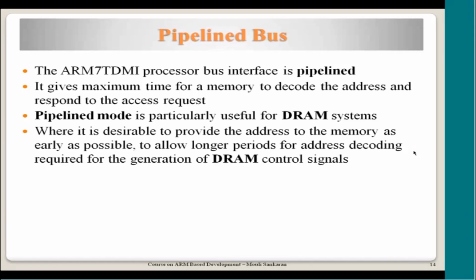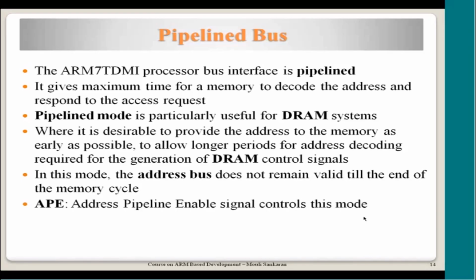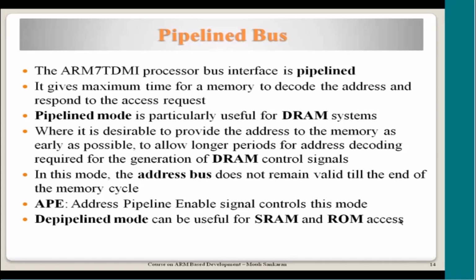So this is what is address expressed in this, and then in this mode address does not remain valid till the end of the memory cycle. So there needs to be an agreement between the memory and the processor on the signal details, and then accordingly the address and data bits will be read by the processor. There is an address pipeline enabled signal which indicates to the memory that it is in the pipeline mode. The deep pipeline mode could be used for SRAM and ROM kind of memories where this kind of a delay is not needed between the address and the data reading to the memory.